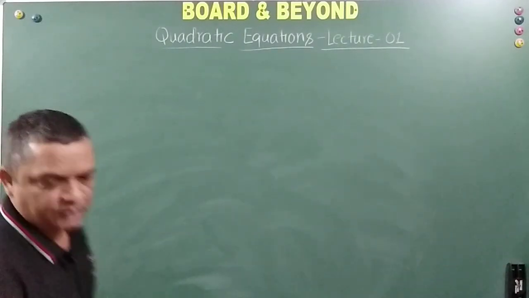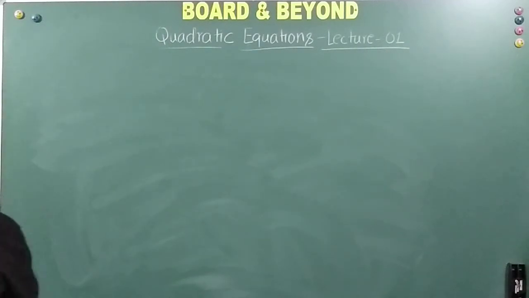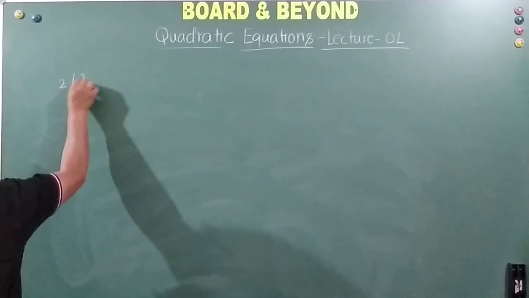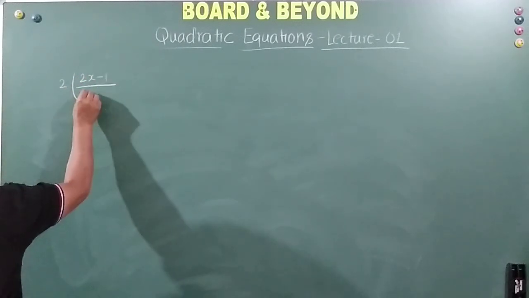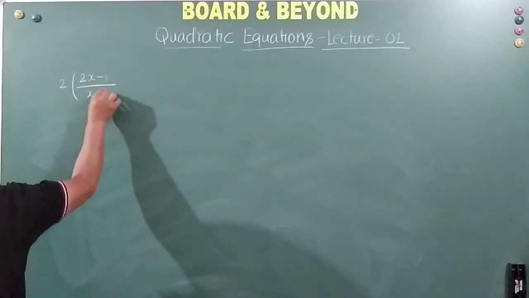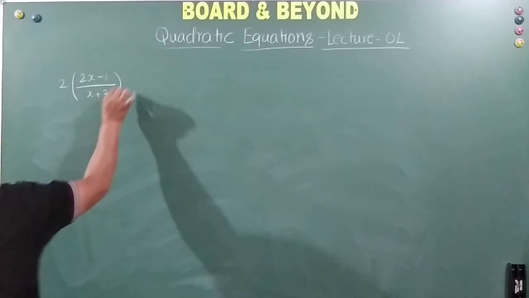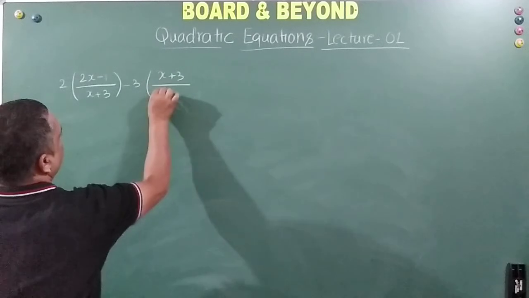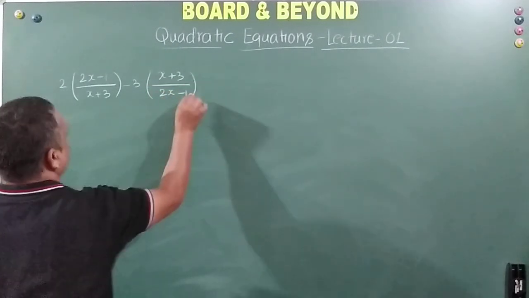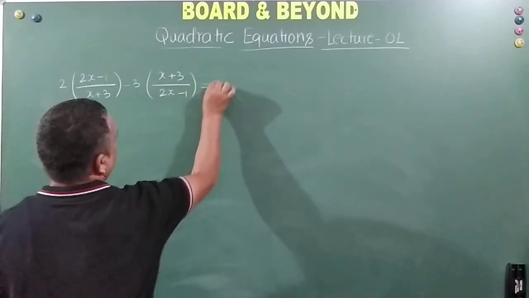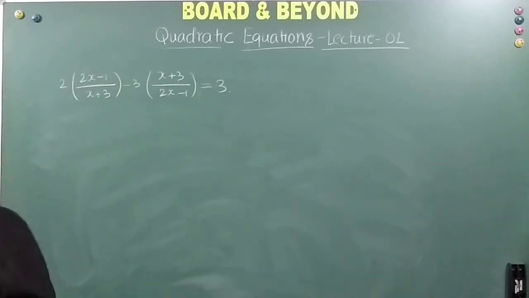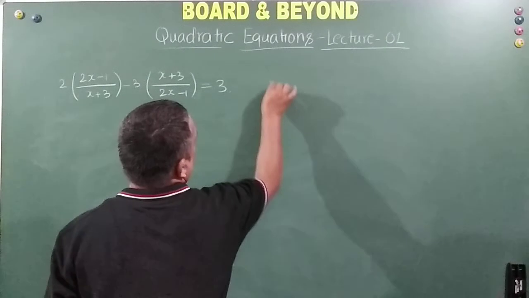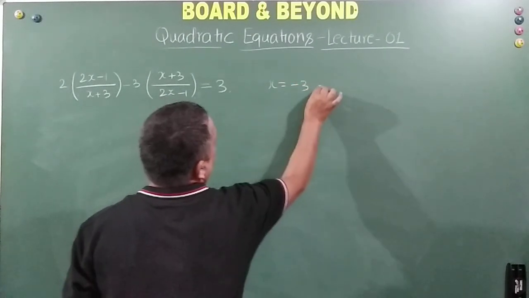Next problem, there is something to learn here. The problem says that 2 times (2x minus 1) divided by (x plus 3), minus 3 times (x plus 3) divided by (2x minus 1), is equal to 5. And the condition given to us is x is not equal to minus 3 and half.